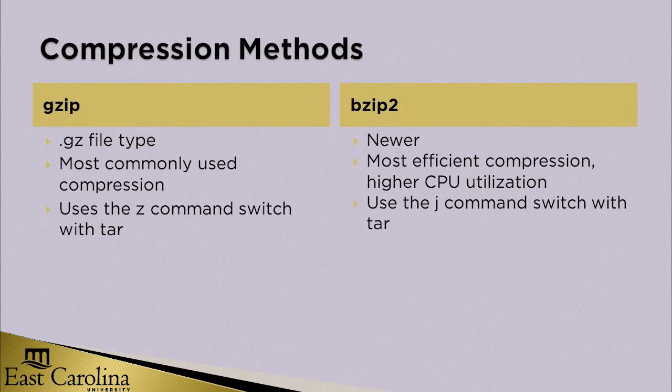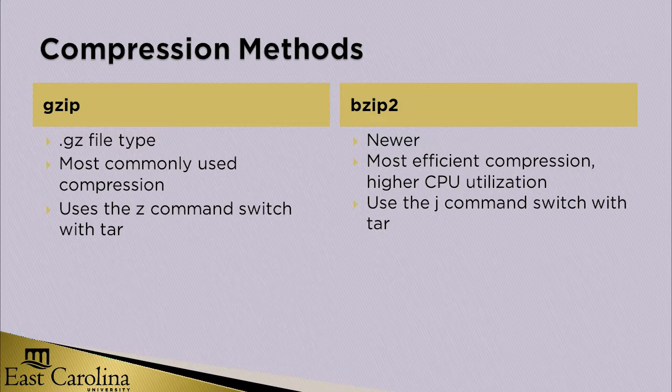Just like file archiving, there are various methods of file compression as well. The two types of file compression we will use with tar are gzip and bzip2. Gzip is the most commonly used method of compression used in Linux, and when combined with tar, the file will have either a .tar.gz or just .tgz file extension. In order to utilize gzip when creating an archive, we will add one additional command line switch, the lowercase z.